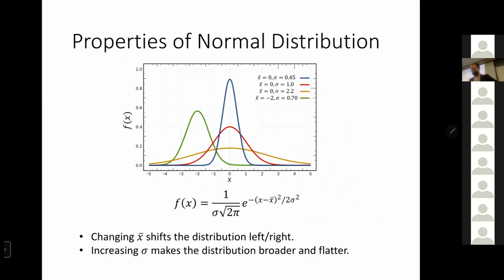Okay, if you change this value x bar, then you shift the center of the Gaussian. So for example, if you change x bar from 0 to -2, then you would go from this blue function to this green function. And if you increase the value of sigma, then you increase the width of the Gaussian. So sigma is a measurement of how broad the distribution is, or in other words, the characteristic spread in the data points that you measure.